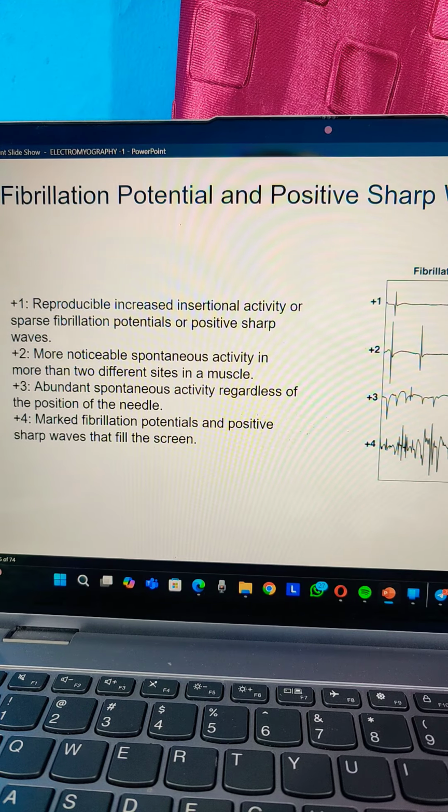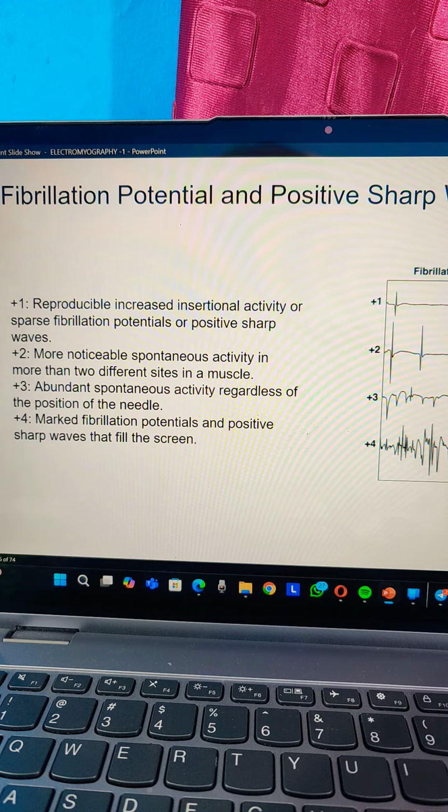Grading of fibrillation potential and positive sharp wave. Grade 1 is reproducible increased insertional activity or sparse fibrillation potential or positive sharp wave. Grade 2 is more noticeable spontaneous activity in more than two different sites in a muscle. Grade 3 is abundant spontaneous activity regardless of the position of the needle.